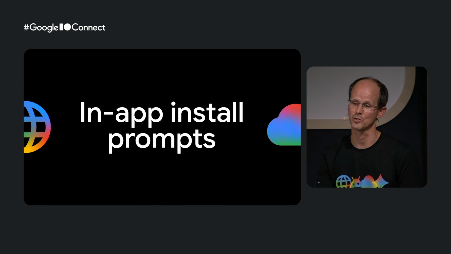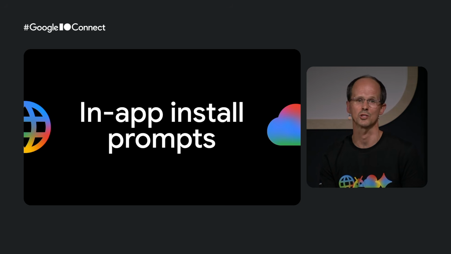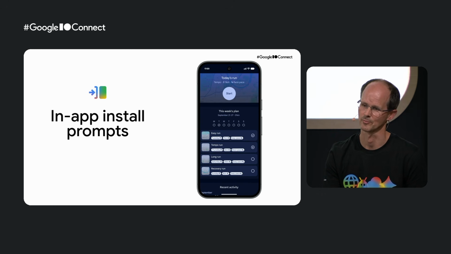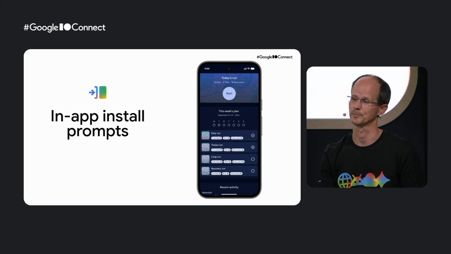So we talked a bunch about different form factors here. And if you want to use one form factor to drive installs onto another, you can use the new in-app install prompt to prompt users on phones or tablets or foldables to install on a new form factor maybe that you've just recently launched, like TV or Wear OS or Android Automotive OS. And as a developer, you can choose the right moment within your app to display this prompt.